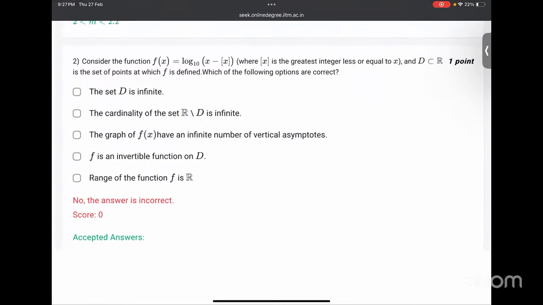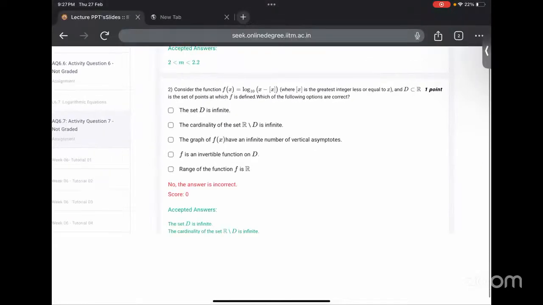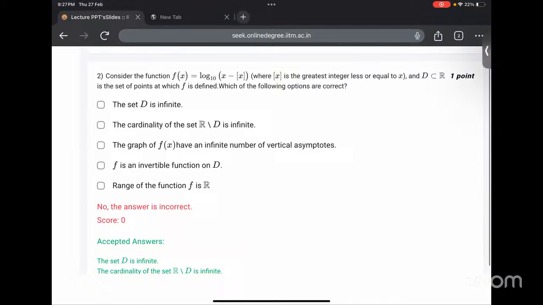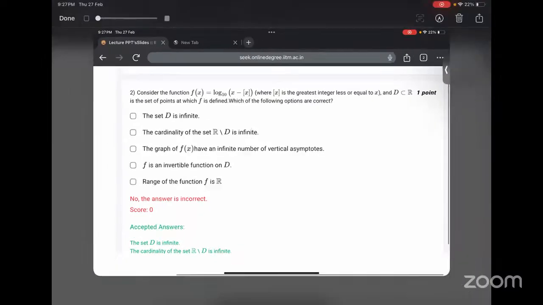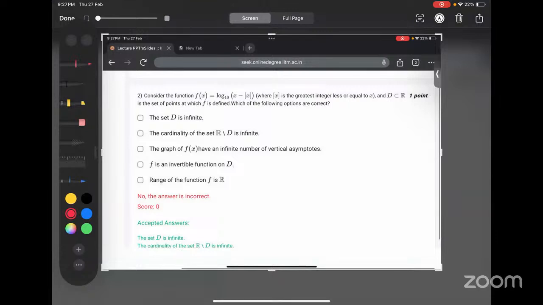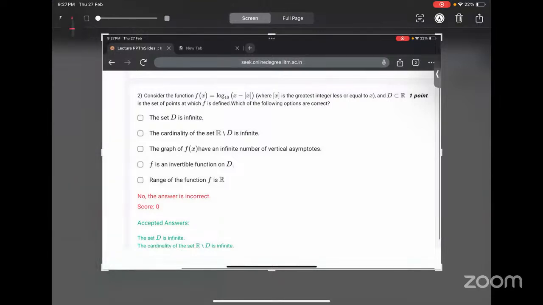Okay, so this is another question, some analysis we have to do. You have to think about this question. We have the function log of x minus floor x. Do you know what is floor x, the greatest integer function? If it's 3.4, you have to take 3, the greatest integer which is not more than the number. So floor of 3.4 is 3.